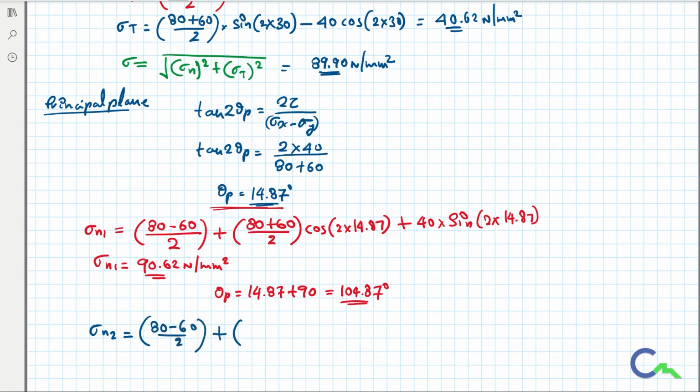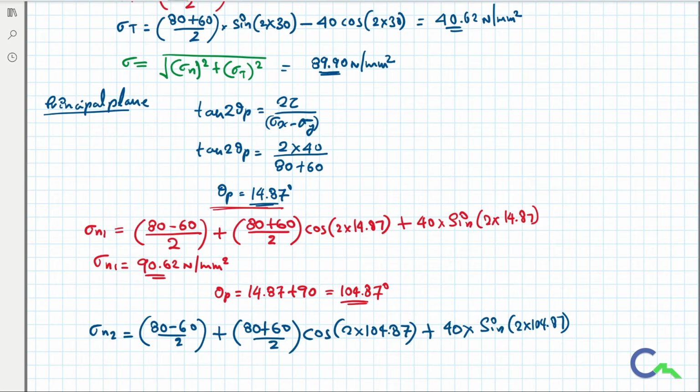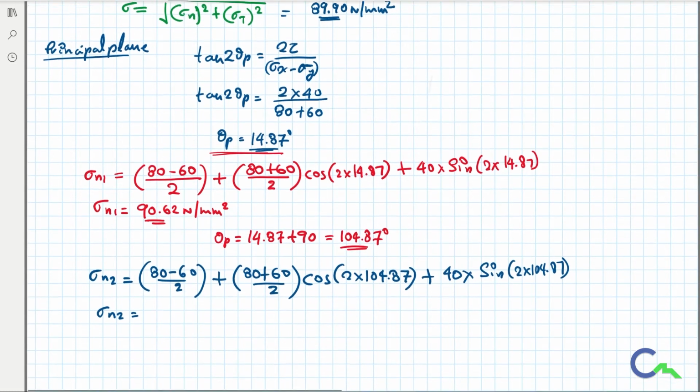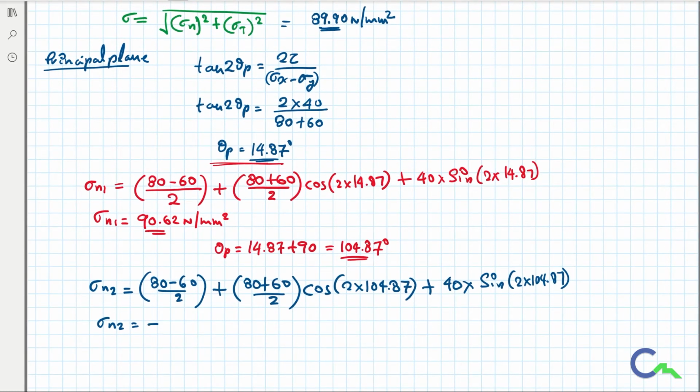80 minus 60 divided by 2 plus 80 plus 60 divided by 2, that is sigma x minus sigma y divided by 2 into cos 2 into 104.87 plus 40, that is tau, into sin 2 into 104.87. So if I do the calculation, I am going to get sigma n2 is equal to minus 70.62 Newton per millimeter square. So that is the value.